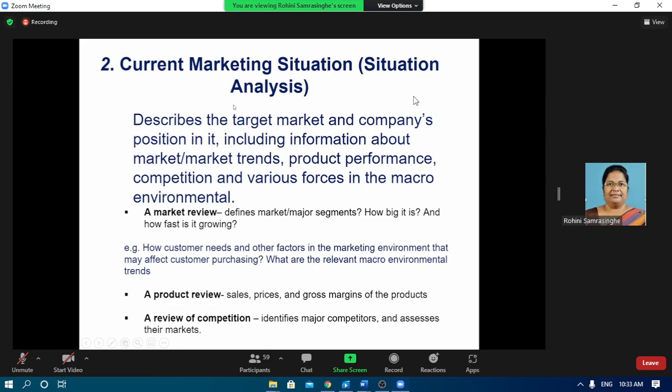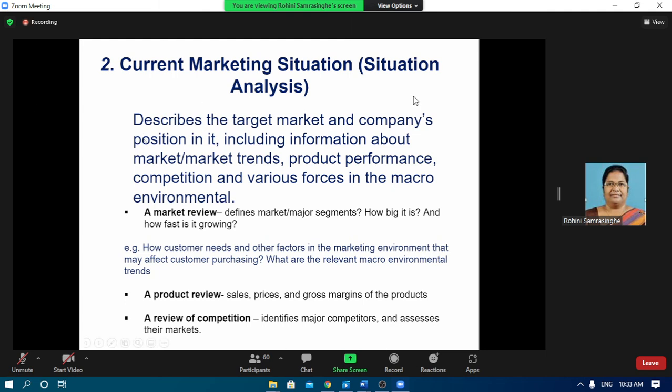Current market situation analysis especially describes the target market and the company's present position, including information about the market trend, market performance, product performance, competitors, and also the various forces in the macro environment, and how those impact the company business, right? Everything we want to analyze under the current market situation.